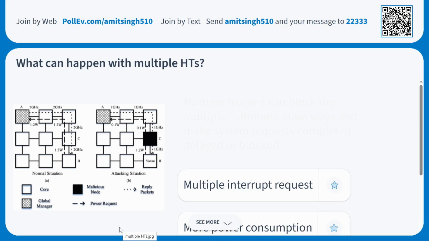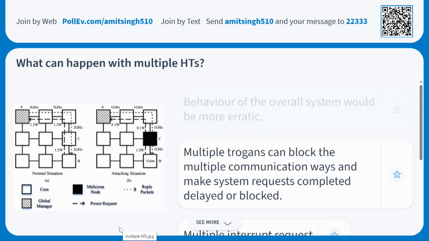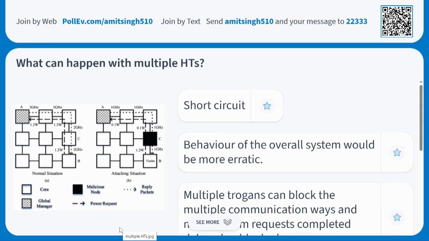Multiple Trojans can block multiple communication paths and make system requests delayed or blocked. The behavior of the overall system would be more erratic, of course. Whatever the system wants to do, you will never be able to achieve because the requests are always changing.